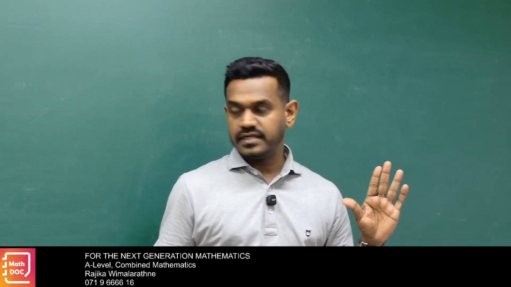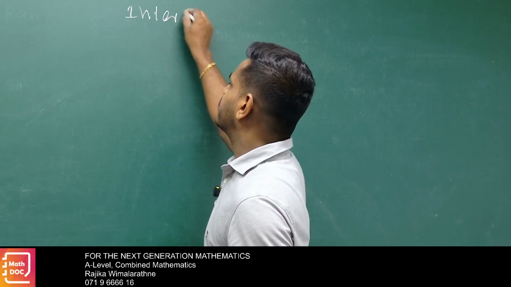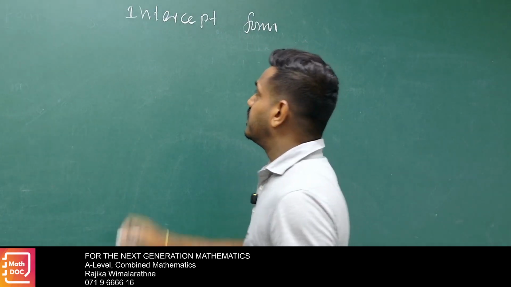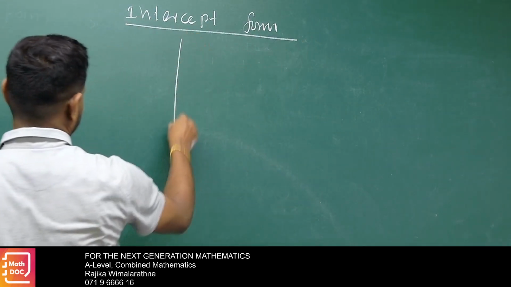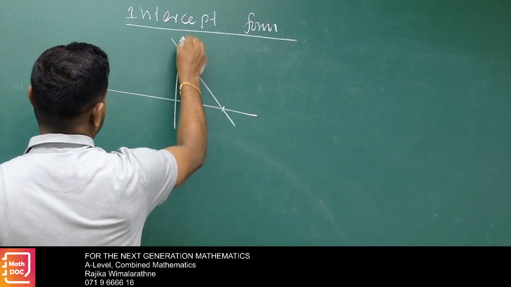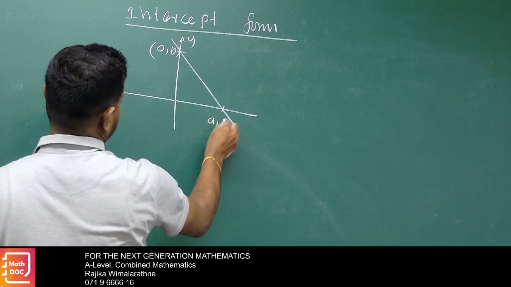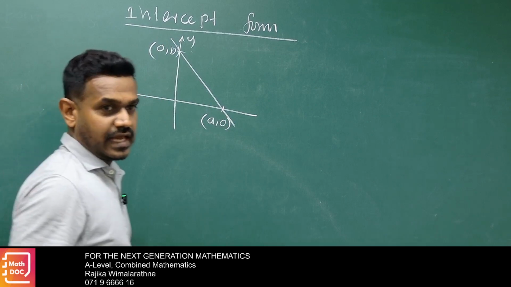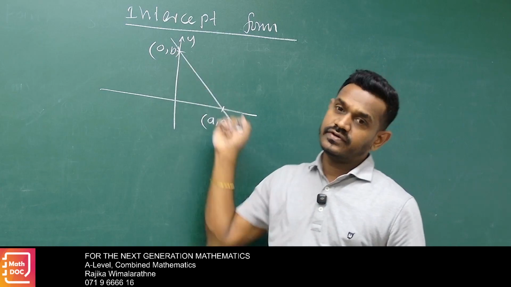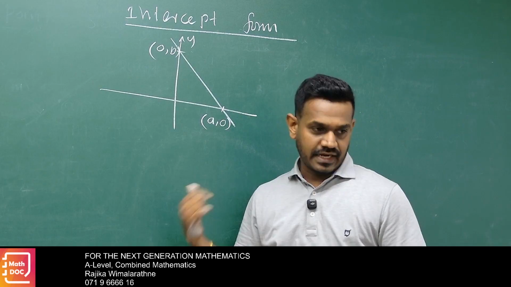Now next type, intercept form. In this case, the x-intercept and y-intercept are given. Say y-intercept is b, x-intercept is a. No other data is given, only the x-intercept and y-intercept. So that means 2 points are given. Then like the previous case, we can write the 2-point form now.